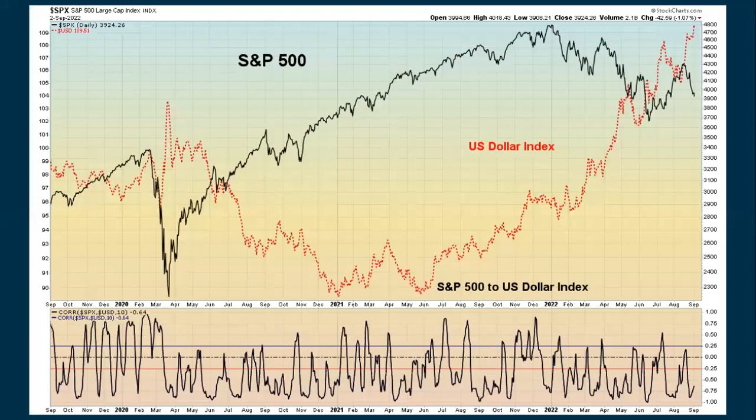Some correlations. This is the S&P 500 to the dollar, and they both ended up being down in Friday's session. They don't have as strong of an inverse correlation as they've been having, but it's still fairly strong, which just means if the dollar's going up, typically right now, the S&P would be going down and vice versa.